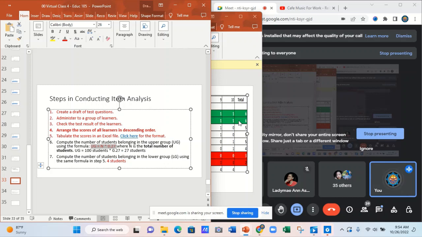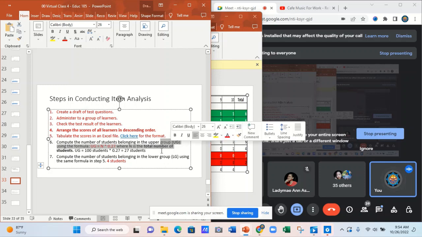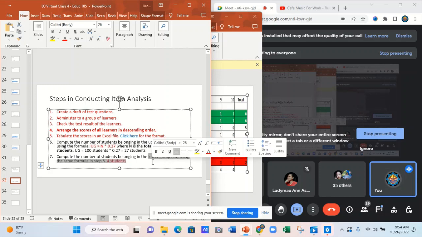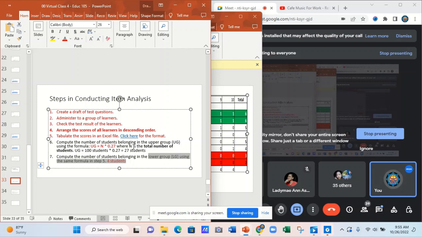Now, kung na-compute na nimong upper group, same ra pud na siya sa lower group. Dili pwede nga ang upper group nimo tulo, ang lower group nimo 5 ka buok. Dili pwede ha, dapat pareha ra jud ang upper group and pareha ra pud ang lower group. Okay?